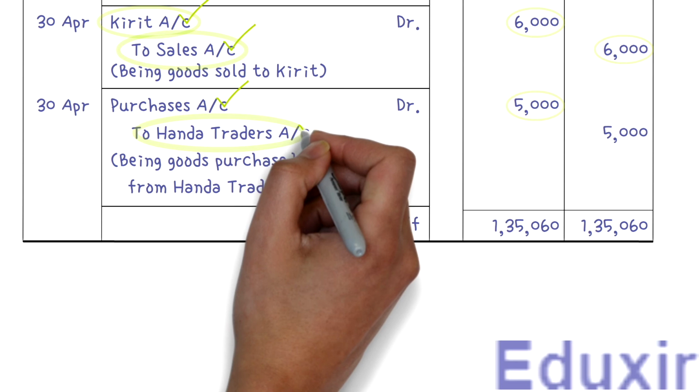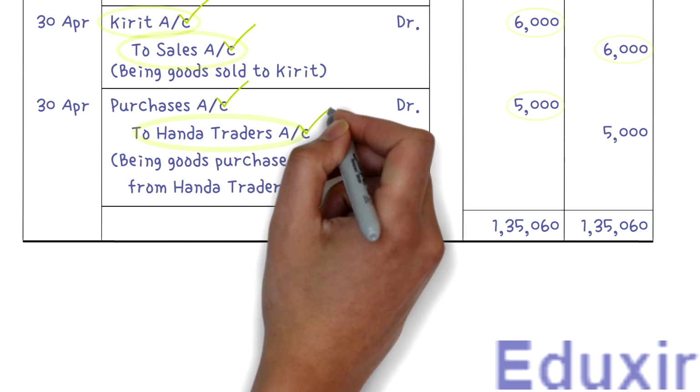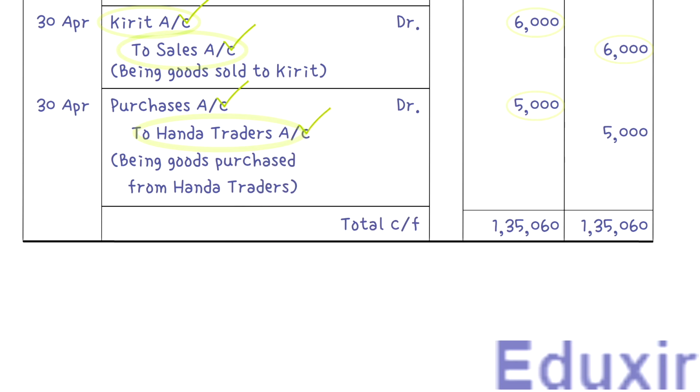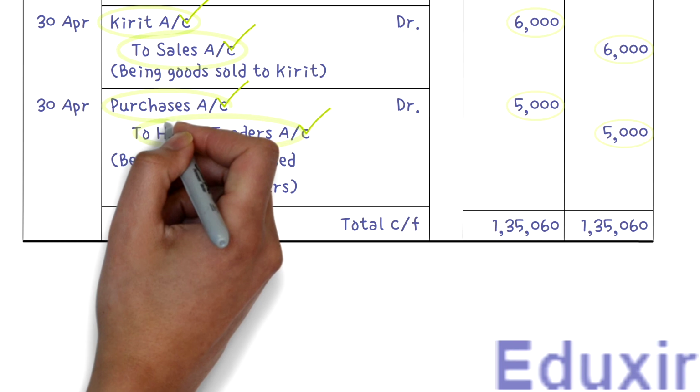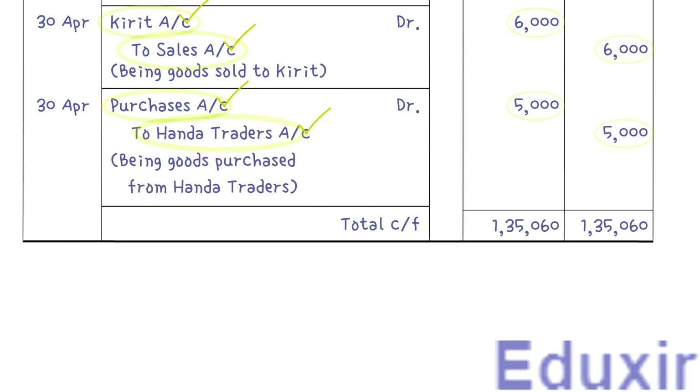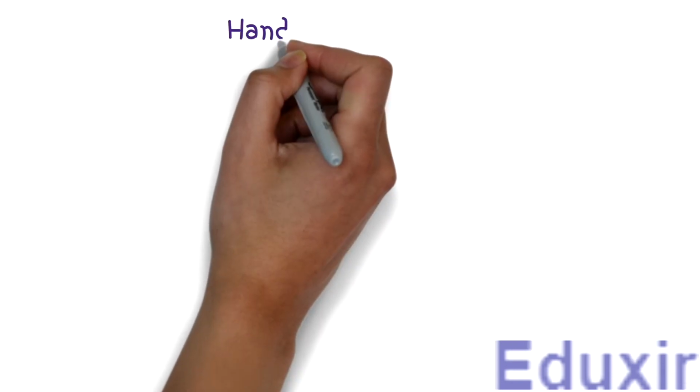As the name suggests, it needs to be posted on the credit side of Honda Traders account and the credit amount is 5000 rupees. Note that the details that need to be posted into the particulars column is purchases account. For posting this entry, we need to create a ledger account for Honda Traders as it is not yet created. Let us first write the title as Honda Traders account.